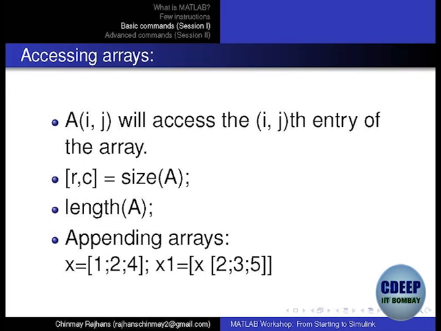So we saw i equal to 1 colon 10. Instead of 10, you give this R or C, whatever. That's how you typically run a for loop without knowing the dimension.